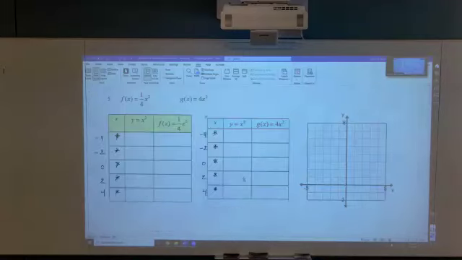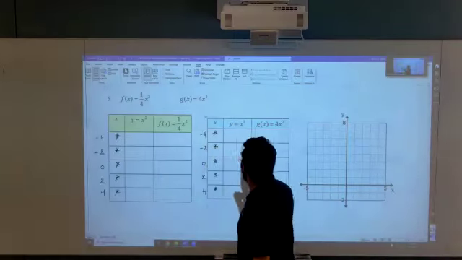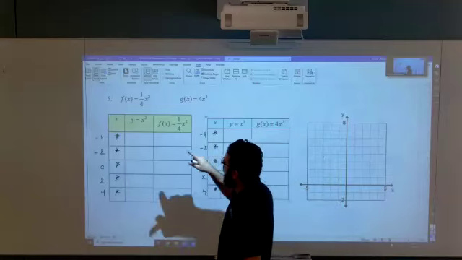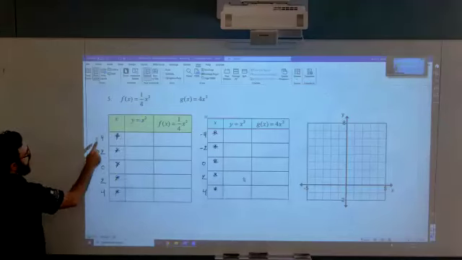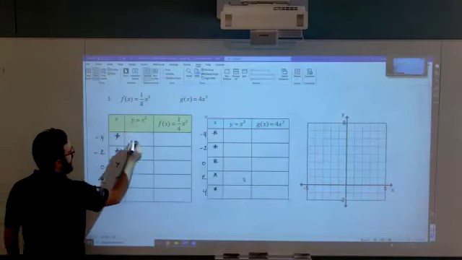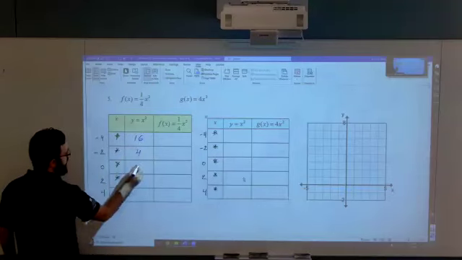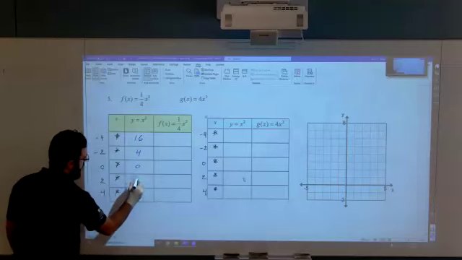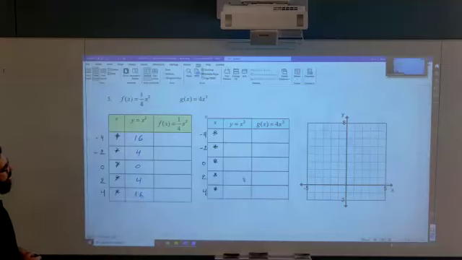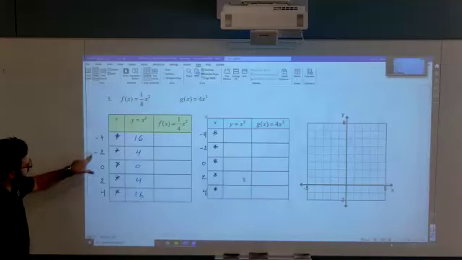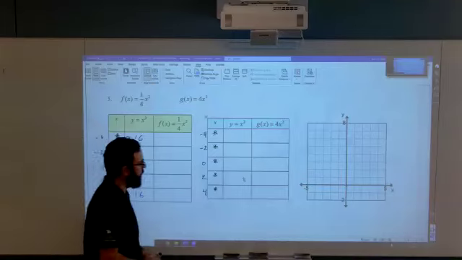Let's graph. Oh, they give us tables for each one. For the x squared, I need to grab the basic function. Plug in -4, it is going to be 16. Plug in -2, it is going to be 4. Plug in 0, 0. Plug in 2, 4. Plug in 4, 16. We can't graph 16, so I'm going to stick with these 3 points: -2 with 4, 2 with 4, okay? But you can try it.